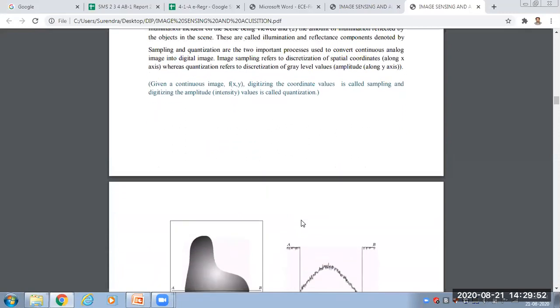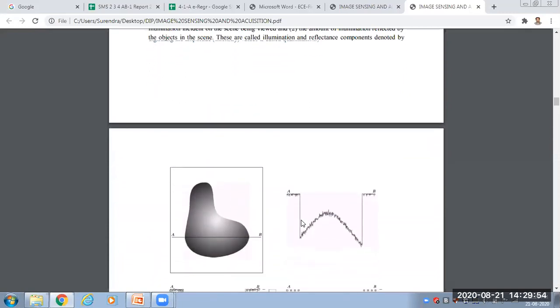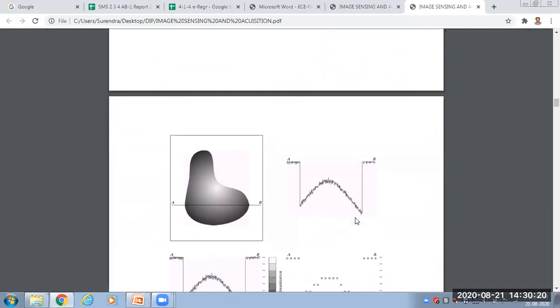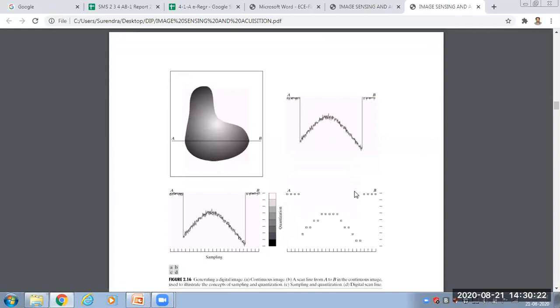Here I am taking an analog image. This is the scene element, and from this there is a scan line. Let us consider only A to B. From A to B, depending upon your intensity value, the signal will look like this. This is the analog signal, between point A and point B. Now I want to sample this signal.